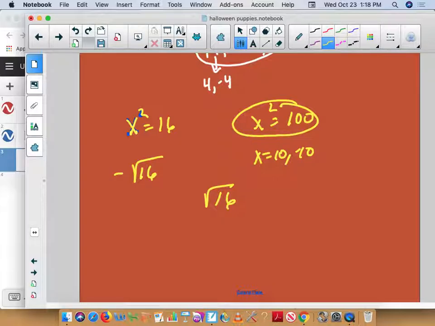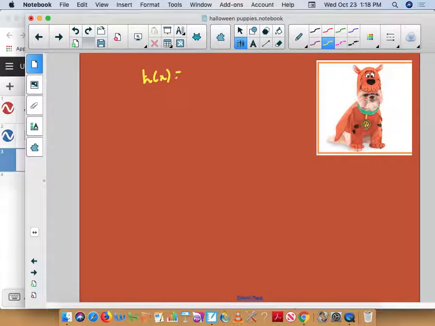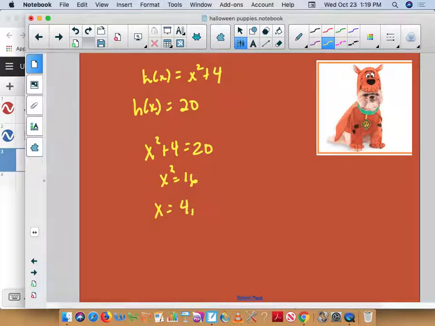What could happen on the quiz is this. This is why I got into the discussion. I might give you an h of x, just like x squared plus 4. And I might say h of x is equal to 20. Then what would we all do, girls? We would go find h of x. And would we fill in 20 or set it equal to 20? Okay, then subtract 4. And what do you square to get 16? 4 or -4? So for the quiz, you have to write both.